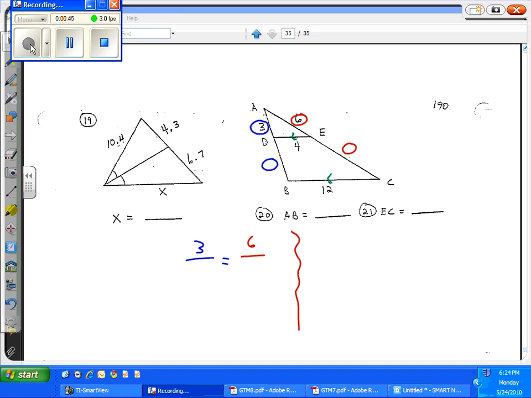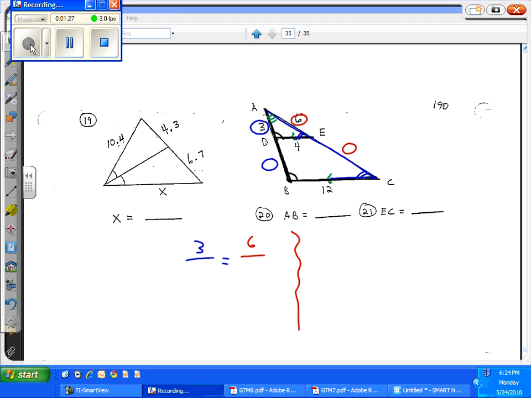Well, what else do we know then? Because we can't solve for that yet. Well, we know that if those two lines are parallel, if DE is parallel to BC, then alternate interior angles are equal, corresponding angles are equal, same side interior angles are supplementary. And so these two angles are equal because they're corresponding. These two angles are equal because they're corresponding. Angle A is equal to itself by reflexive. So all of the angles of one are equal to all of the angles of another. Therefore, they're similar by angle-angle similarity.